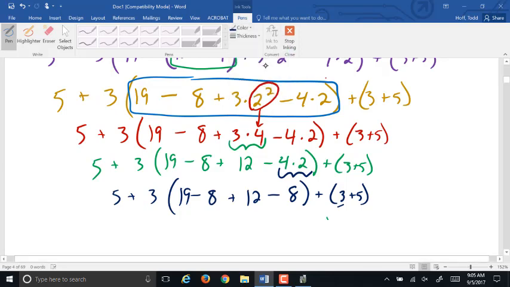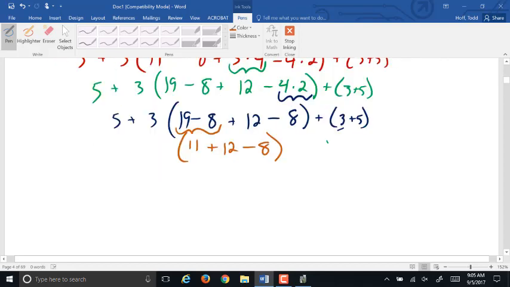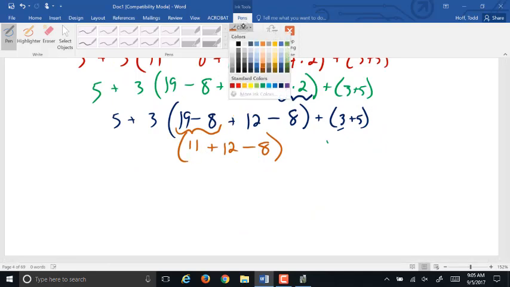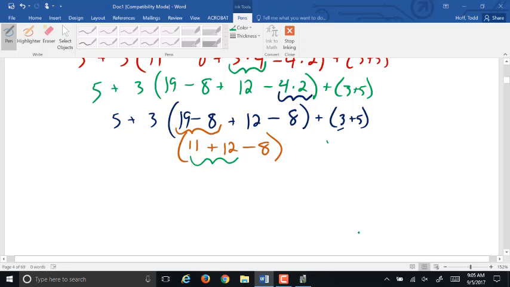Now what's next? Well, we're still inside the parentheses. All that's left is addition and subtraction, so we're going to go left to right. 19 minus 8, 11. To save a little time, I'm only going to rewrite what's inside the parentheses until we get done with it. What's next? 11 plus 12 is 23. And then 23 minus 8 is 15.